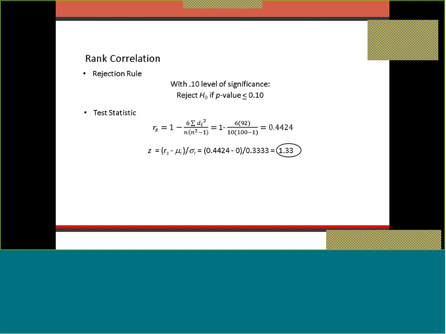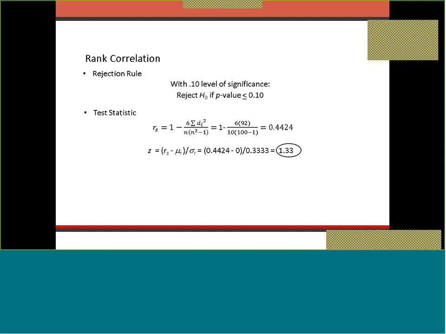Calculate the rank correlation coefficient RS. RS is 1 minus 6 sigma d square by n into n square minus 1. That is 1 minus 6 into sigma d square, the sum of the squares of the deviations, which is 92, by n, which is 10, into n square, 100 minus 1. So you got 0.4424.